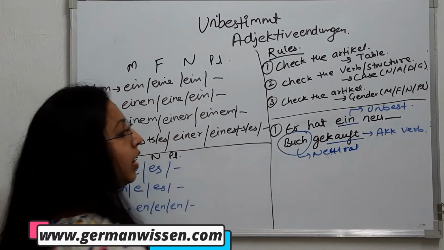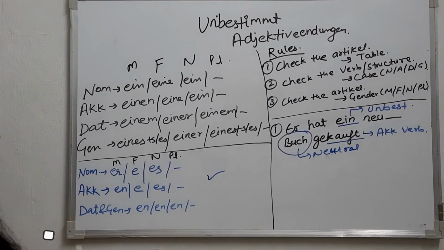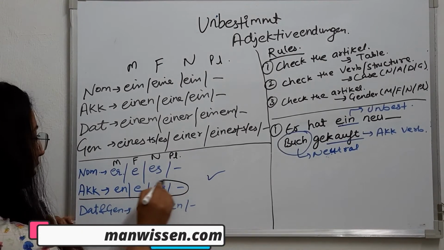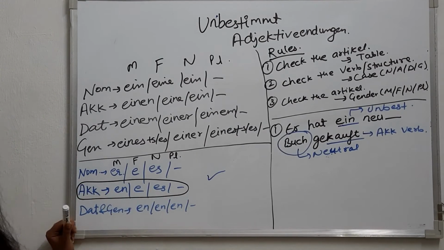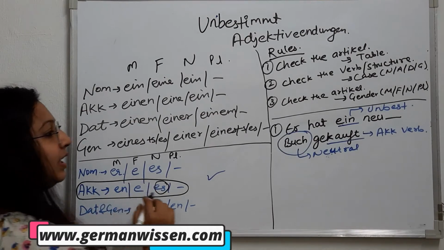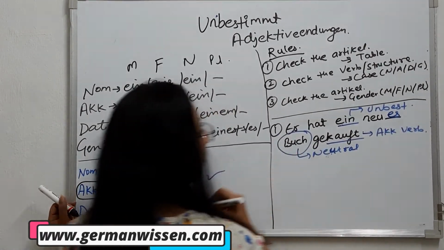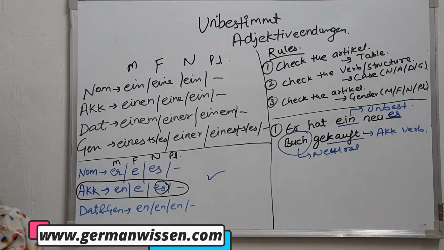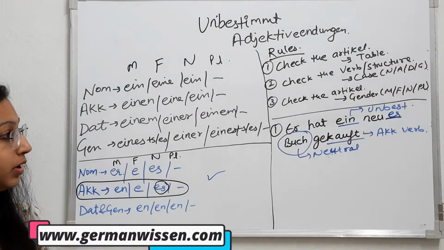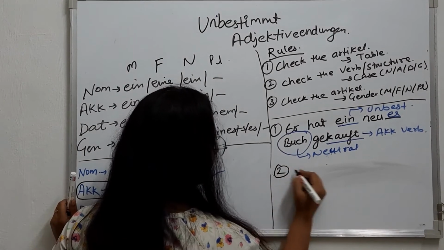So this is our unbestimmt table. Accusative verb, so we have to check the accusative column. Then we have Buch, which is neutral, and neutral is es. So here we got our answer: neues Buch gekauft. Er hat ein neues Buch gekauft. I hope you understood this one. Perfect. Let's take another example.